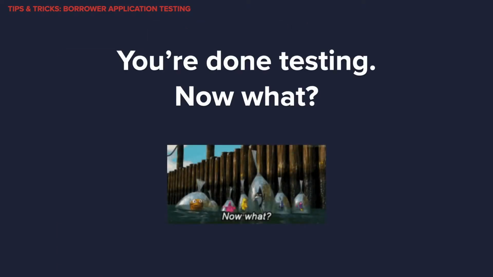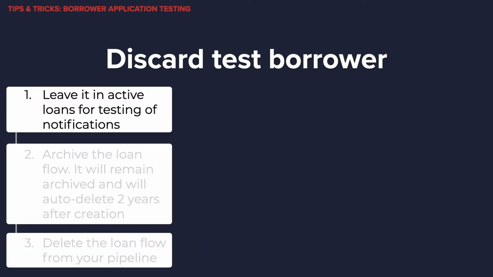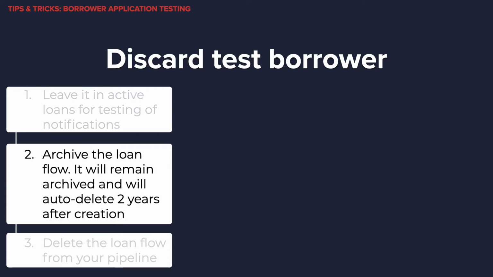Okay, you're done testing. Now what? Well, first of all, you can leave it in active loans for testing of notifications. So if you want to leave it in there for a while, you can test deadline notices or other notices that are sent out when you add new documents or reject documents as well. The recommended option when you are completely done is to archive the loan flow. It will remain in archive for 2 years until the system automatically purges any loan flows.